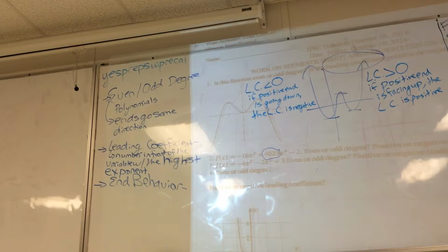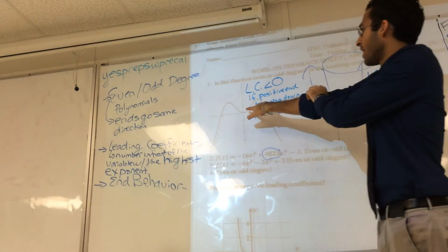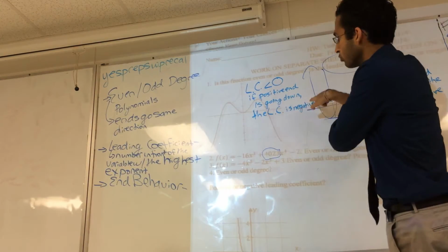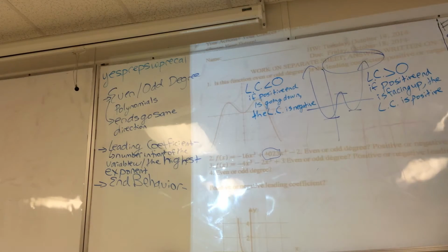Dulce. Doesn't it also determine the stretch? Yeah, so it definitely does affect how steep the graph is. That's right. Cassandra? What do you mean by positive end? Okay, great question. By positive end we mean the right side of the graph. So when x goes to infinity, what happens to the graph? More questions.